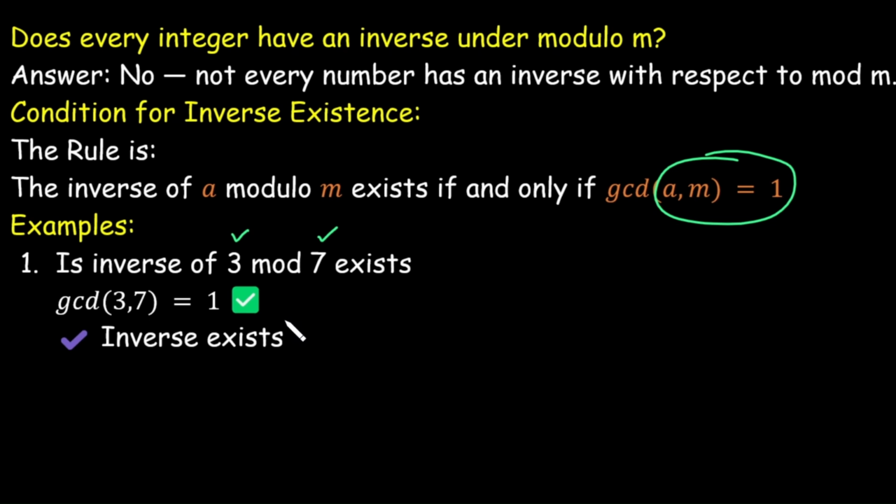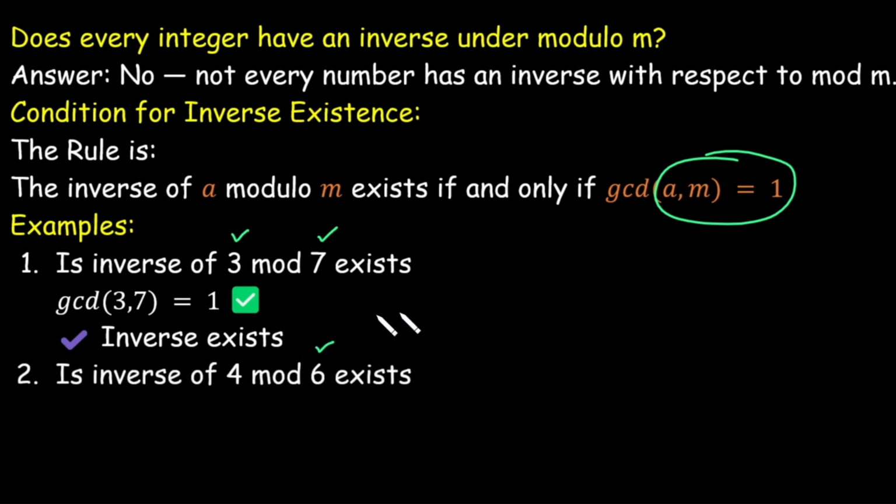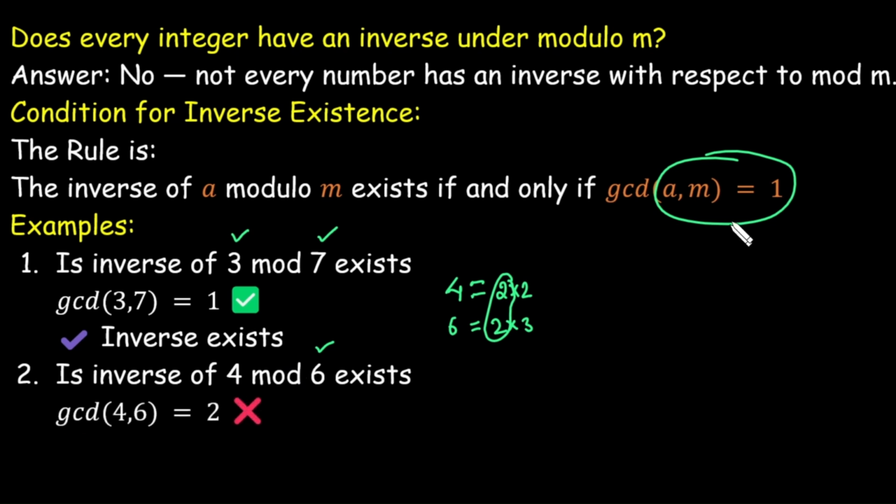Take one more example. Does the inverse of 4 mod 6 exist? What is the GCD of 4 and 6? What is the prime factorization of 4? That is 2 into 2. For 6, it is 2 into 3. So the common factor we have is 2. So the GCD of 4 and 6 is 2. As that is not equal to 1, it means the inverse does not exist in this case. So this is how we can answer the first question.